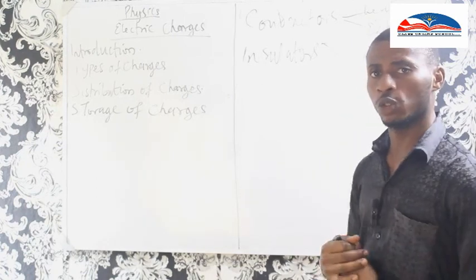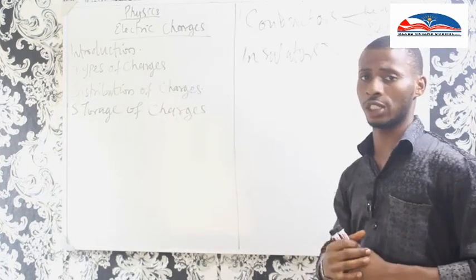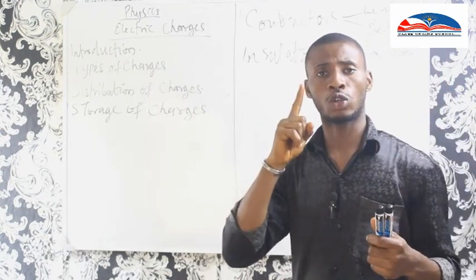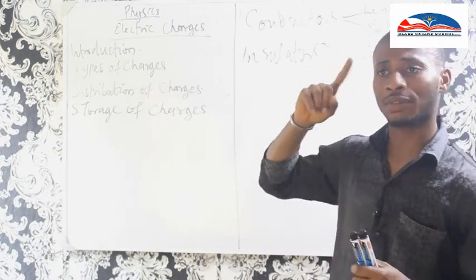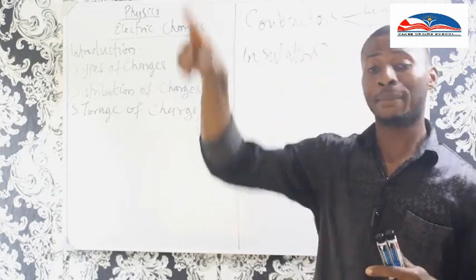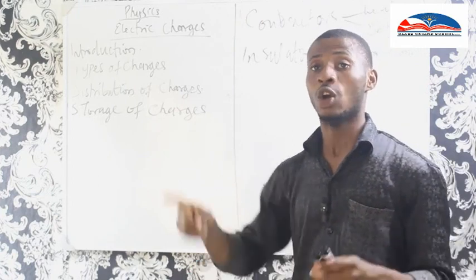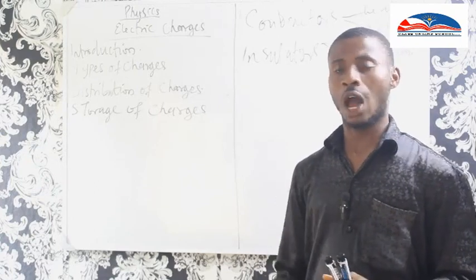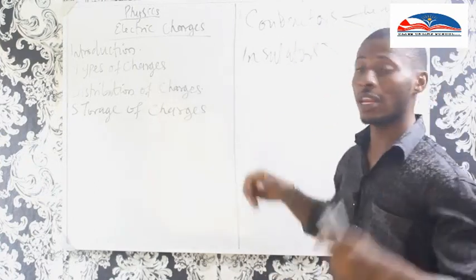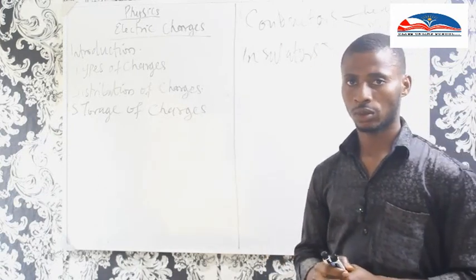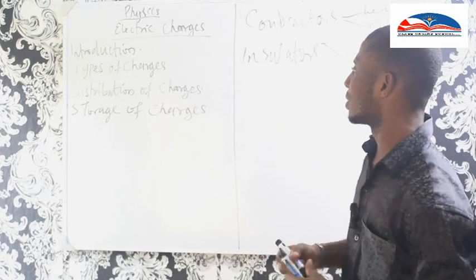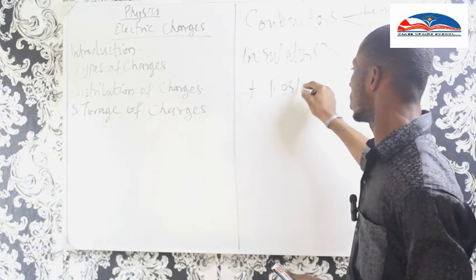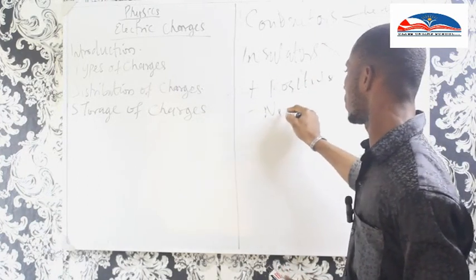With this point, we will try to know the kind of charges we produce. When you rub an iron rod on cotton wool, a charge is generated. The iron rod is a conductor, while the cotton wool is an insulator. Alright, let us move to types of charges. We have the positive charge and the negative charge.